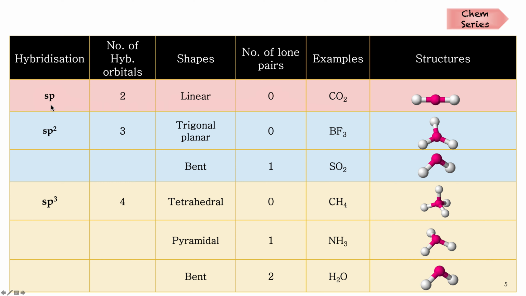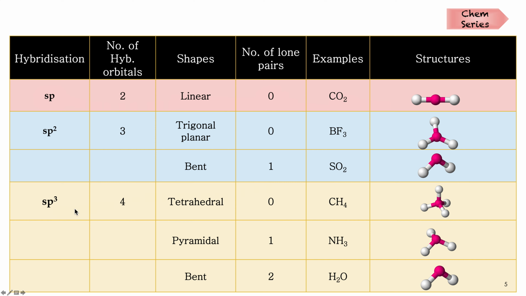So for sp hybridization, when it has no lone pair, it will be in linear shape, for example CO2. And for sp2 hybridization, when the lone pair is 0, it will be trigonal planar, for example BF3. When there is a lone pair, that is, this atom is being replaced by a lone pair, it will be of bent shape, for example SO2.